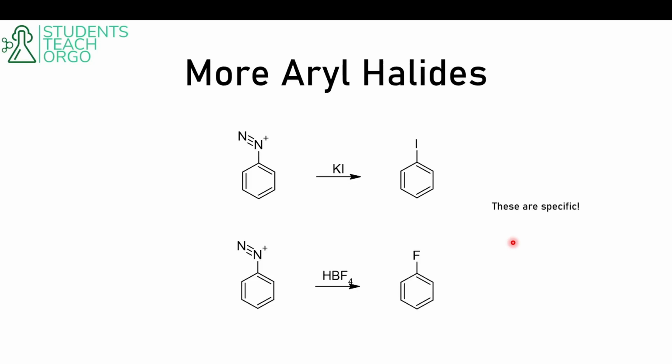There are also more specific ways of making aryl halides for iodo, or aryl iodides, I guess. We use KI, potassium iodide. That will just replace the diazonium with an iodine instead. And if we want to make an aryl fluoride, then we just react the diazonium with HBF4, and that will replace the diazonium with F. These are specific to iodine and fluorine, so just keep that in mind when you're doing these.